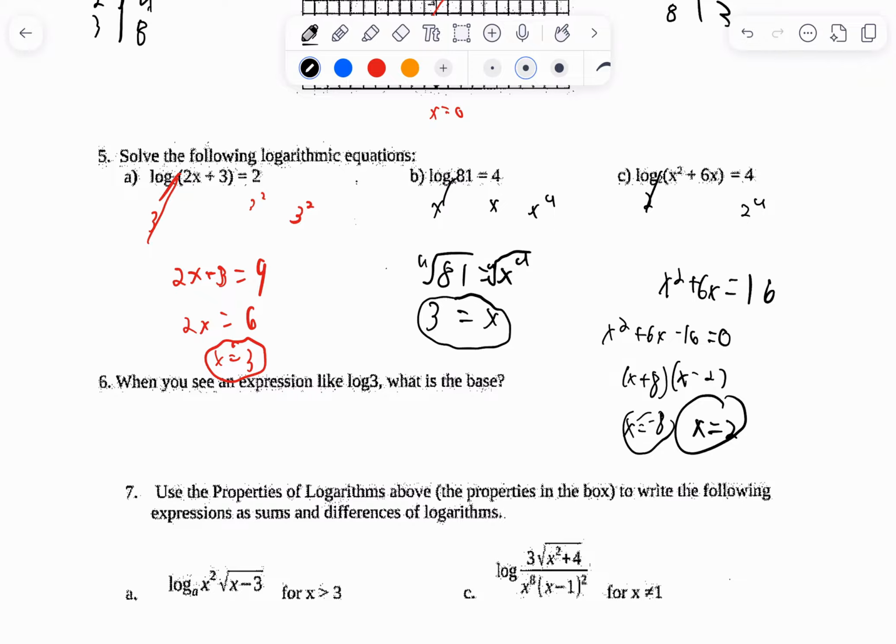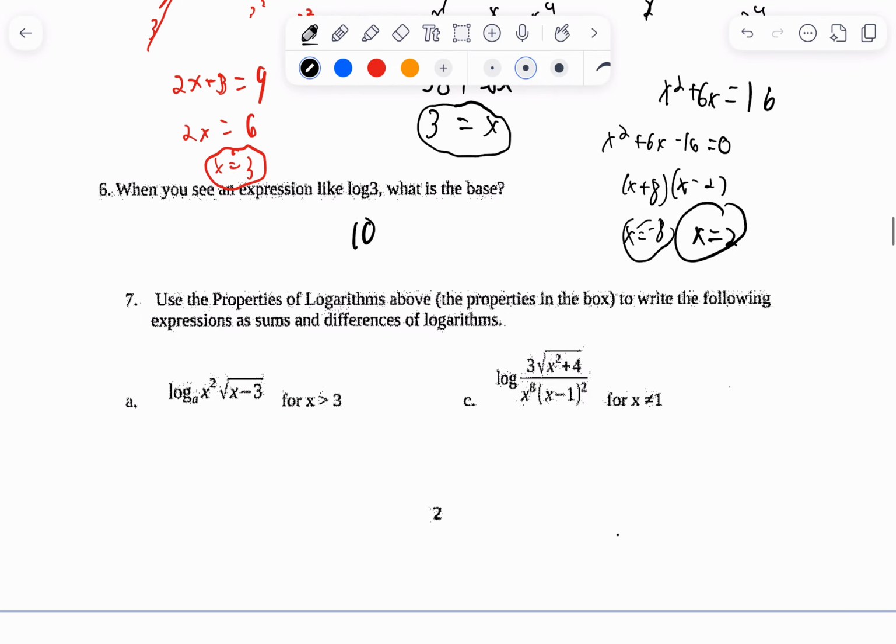When you see an expression like log 3, what is the base? The base is always 10. If you don't see a base, it's not log 10, or log base 9 of 3, in which case the base would be the 9. But when there's no base shown, it's always 10. Always.